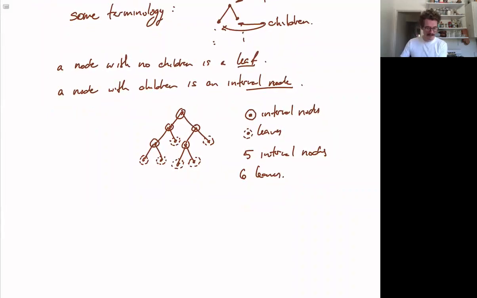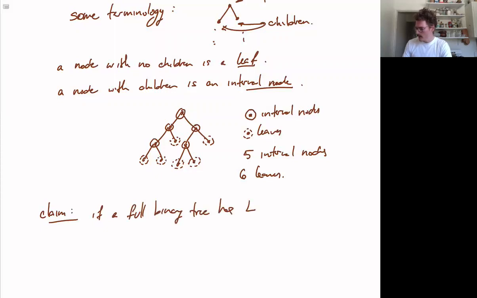So let's prove it. So claim, and let me emphasize that when I say a binary tree, I'm going to say that because I'm going to get tired of saying full binary tree every time, but a binary tree in general is slightly different from this. We're talking about full binary trees. So the claim is, if a full binary tree has L leaves and I internal nodes, then L is equal to I plus 1.